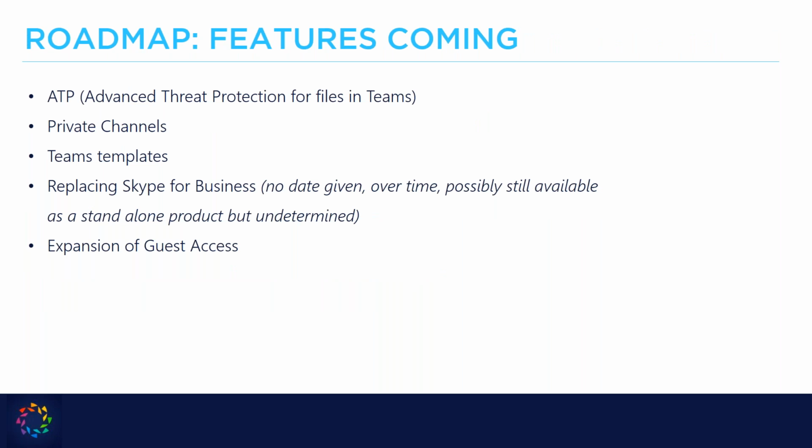So I'm going to close out our part with the roadmap of some of the upcoming features. It was recently announced by Bill Baer of the SharePoint team that Advanced Threat Protection, beginning at the end of last month, started to roll out that Microsoft Teams is going to be included. What Advanced Threat Protection does is it scans links and attachments to make sure they don't have viruses in them, or that the links don't go to some type of spoofing website.